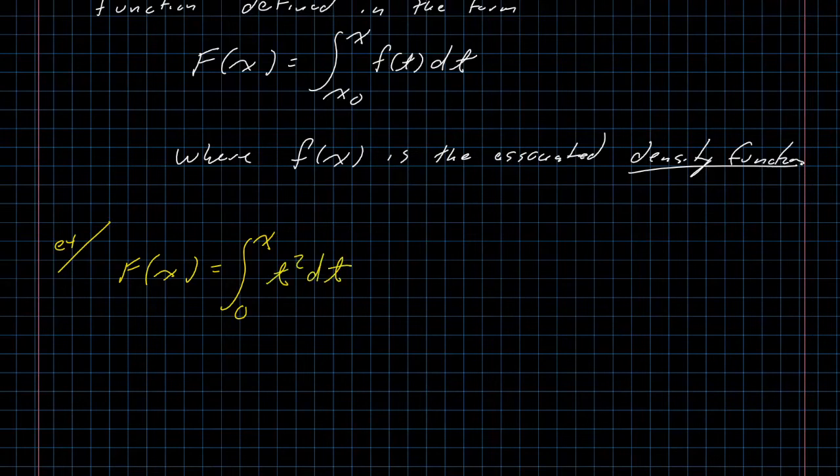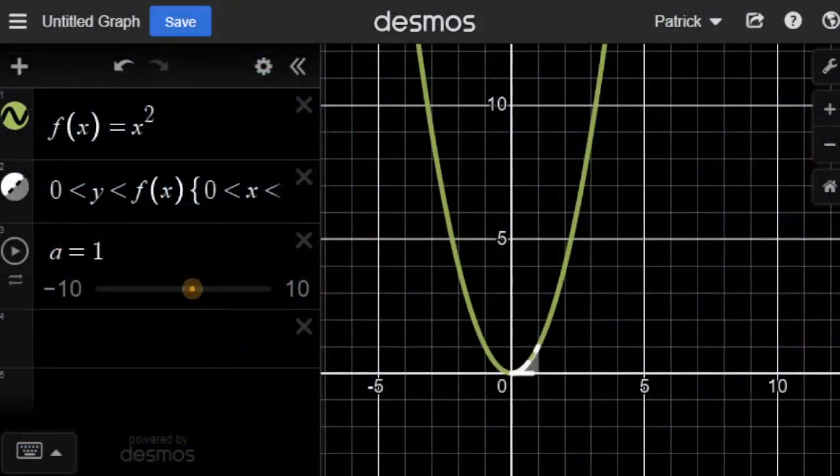Right, let's decide to define an accumulation function f of x as the integral from 0 to x of t squared dt. We know what the parabola looks like, and we know that this is calculating the area under the curve of a parabola. Right, to see a little bit better what I mean, let's jump over to Desmos.